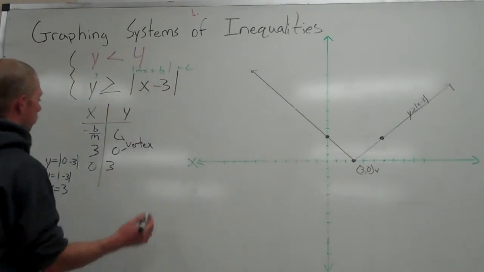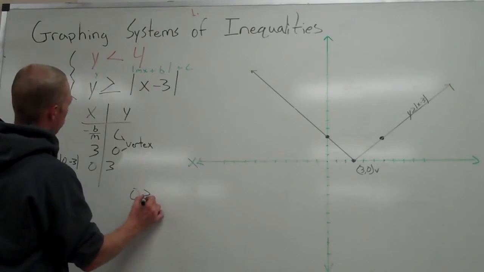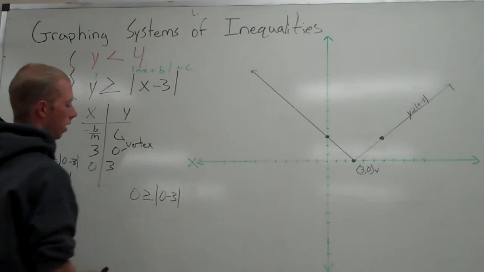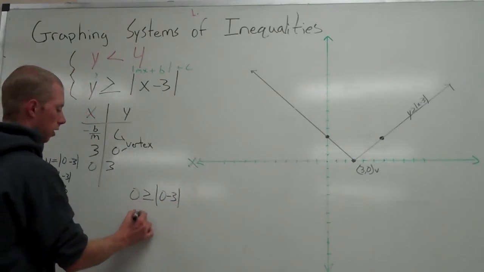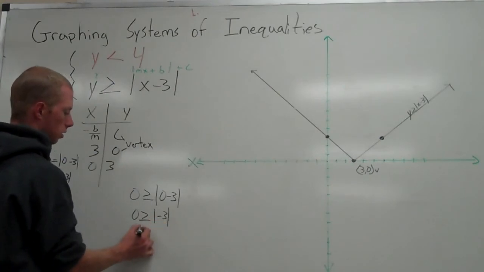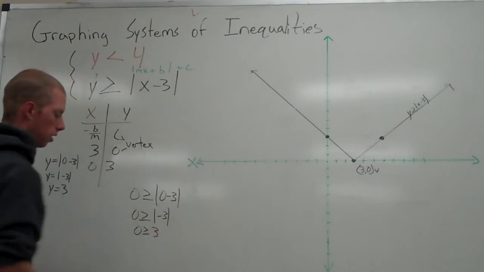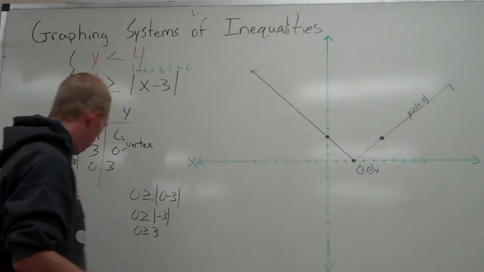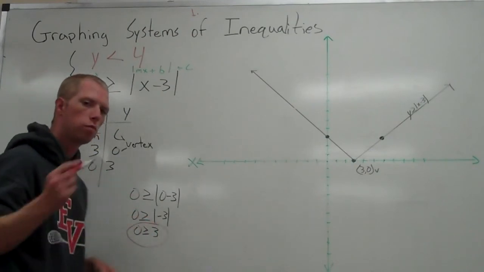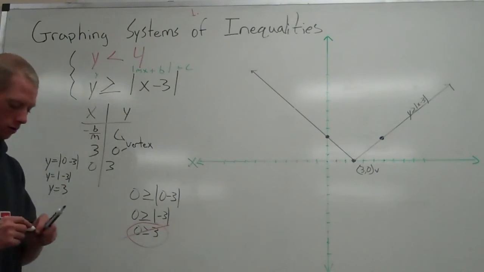So let's put both 0 in for y and 0 in for x. You get 0 is greater than or equal to the absolute value of 0 minus 3, so 0 is greater than or equal to 3. 0 is clearly not greater than 3. I don't know about you, but I'd much rather have $3 than $0, so I know that's not true.